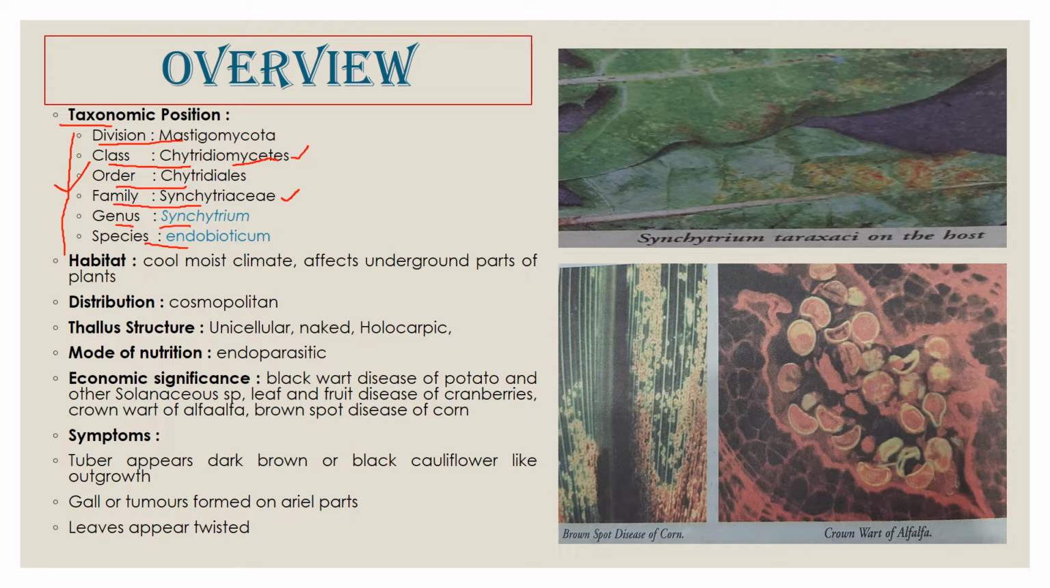So Synchytrium endobioticum is mostly found in cool climatic conditions, that is in the hills, and in the plains it occurs during the winter season. Because in the plains we usually cultivate winter crops, and one of the winter crops is potato. So in the plain region where we find potato grown only in the winter, only then can we observe this type of disease.